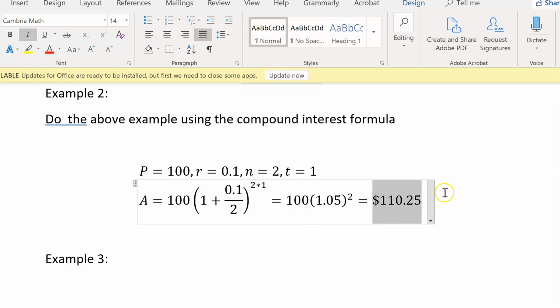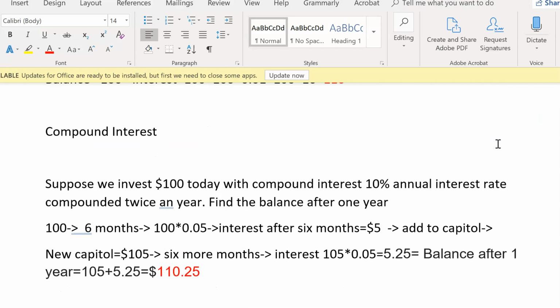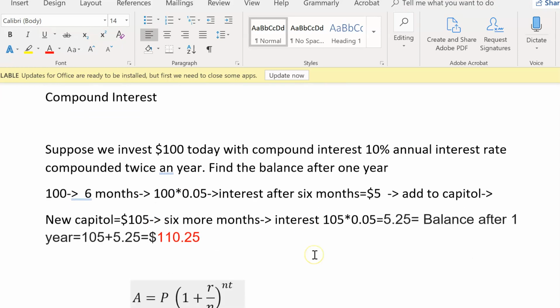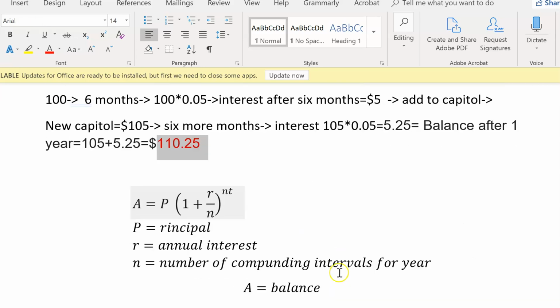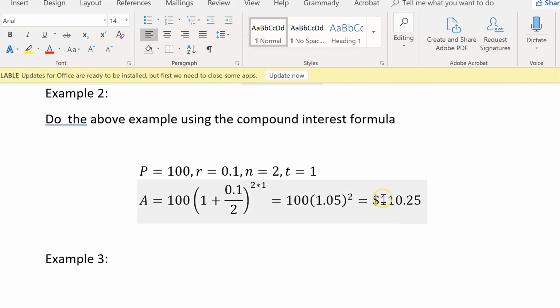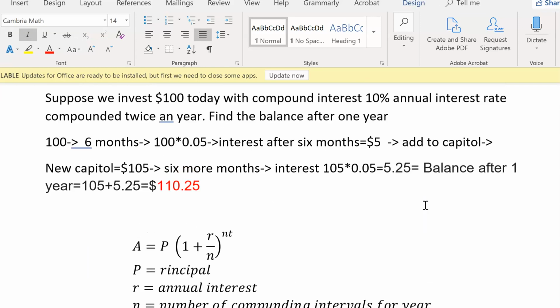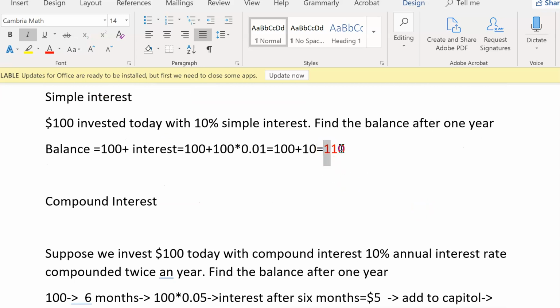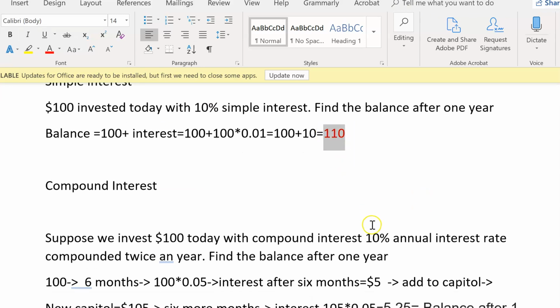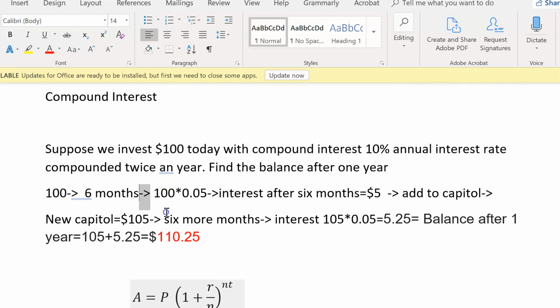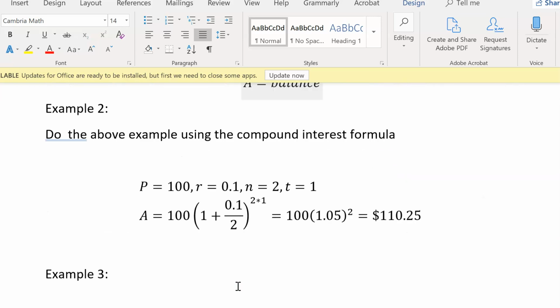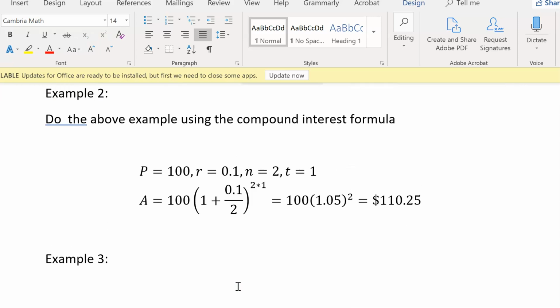110.25. So if you compare the two balances, we got the same answer as we did in the manual calculation, 110.25. But do compare that with the simple interest, which is 110. So this is better than the simple interest. So the same manual calculation, now you can use the formula to do it. So let's do another very quick example.